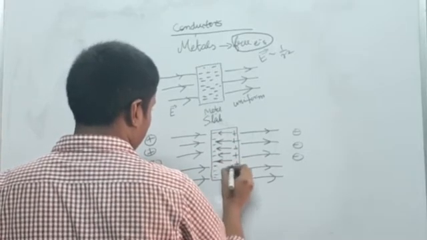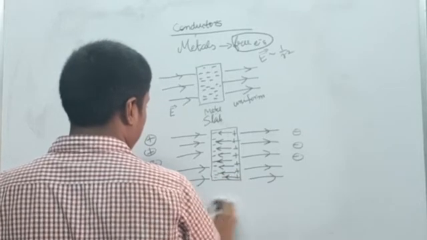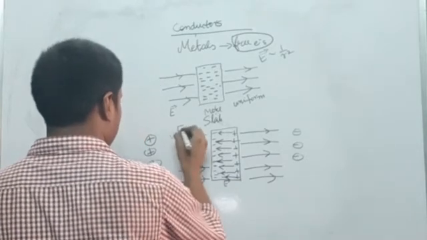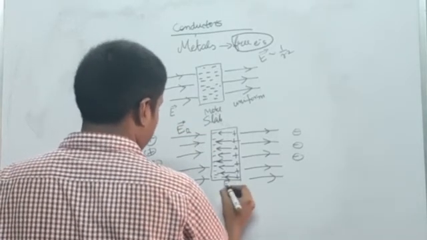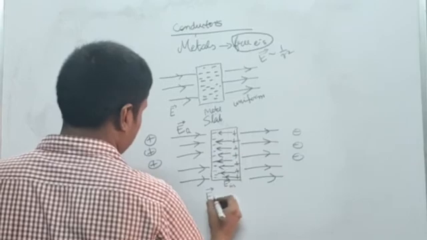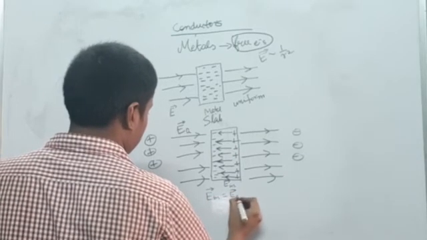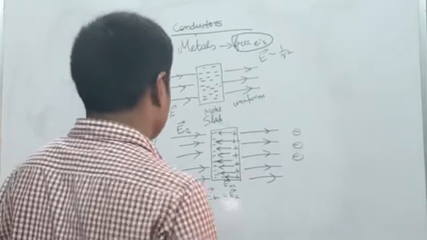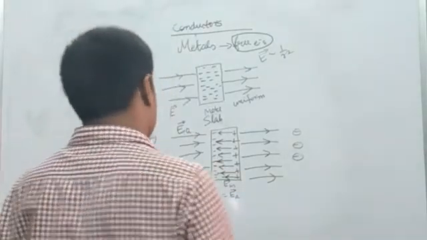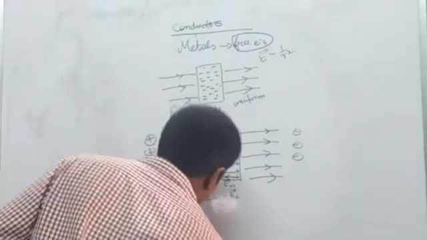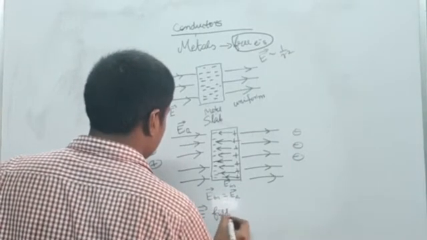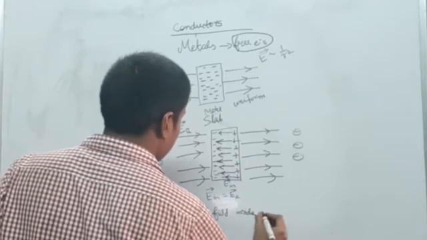It sets up its own electric field. This is another electric field that is set up, and let's call the outside electric field E applied, and this electric field E induced. This movement of electrons continues until E induced equals E applied. So the induced electric field completely cancels out the applied electric field, and so there is no electric field inside a metal.